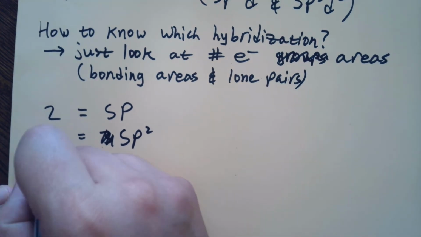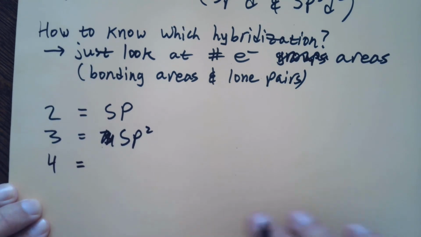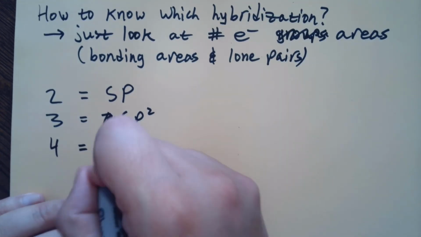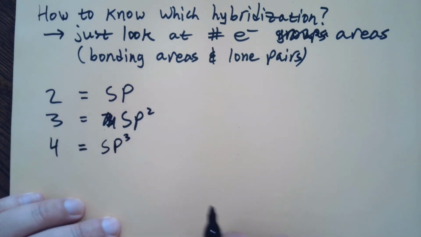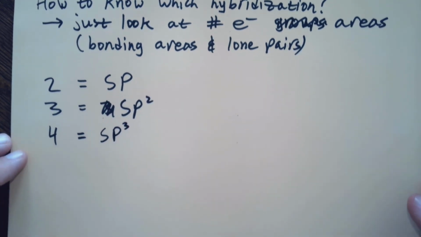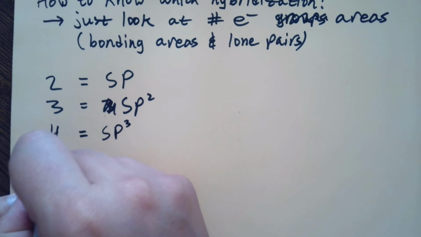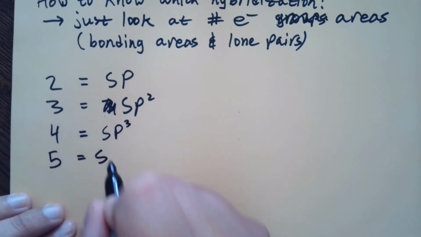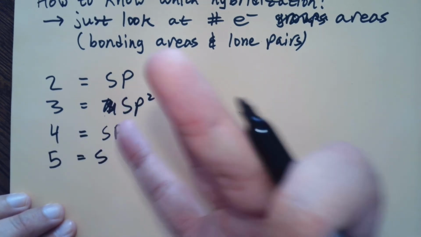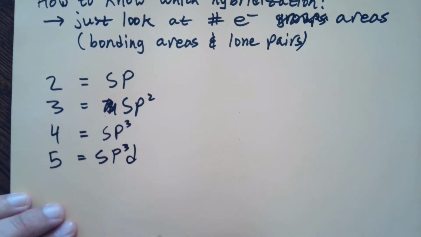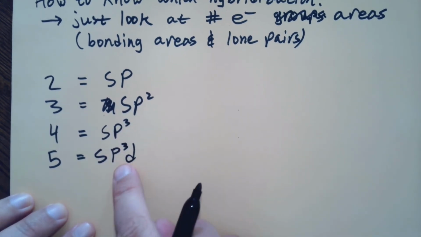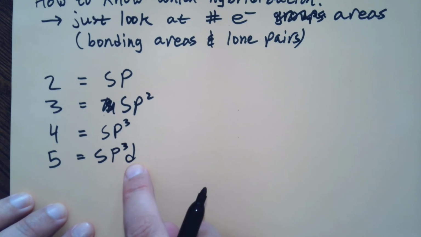So if there's 4, you might see the pattern already. What do you think it's going to be? Well, I'm going to have 1, 2, 3, 4 orbitals for that. If it's 5, you might go, oh, it's sp4. No, because there's only 3 p orbitals. We have to bring d orbitals into the mix. We've run out of p orbitals to add, so now we're going to add d orbitals.